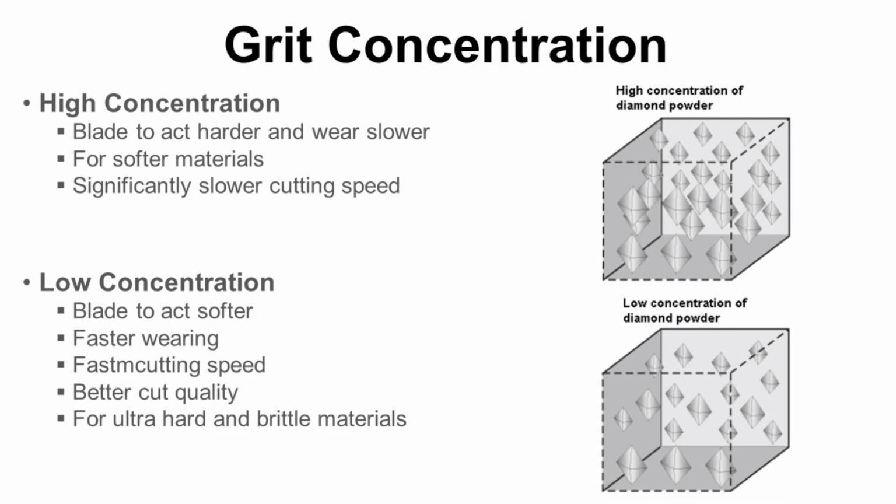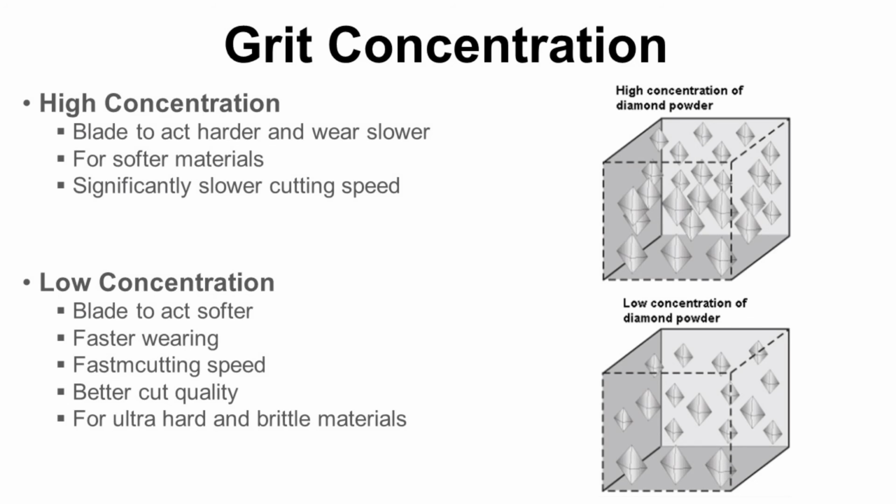For grit concentration, high grit concentration means there is a greater amount of grit in the blade. So, it makes the blade act harder and wear slower. It is used for cutting softer materials. In general, as the grit concentration increases, the blade's cutting efficiency and sharpness decrease.